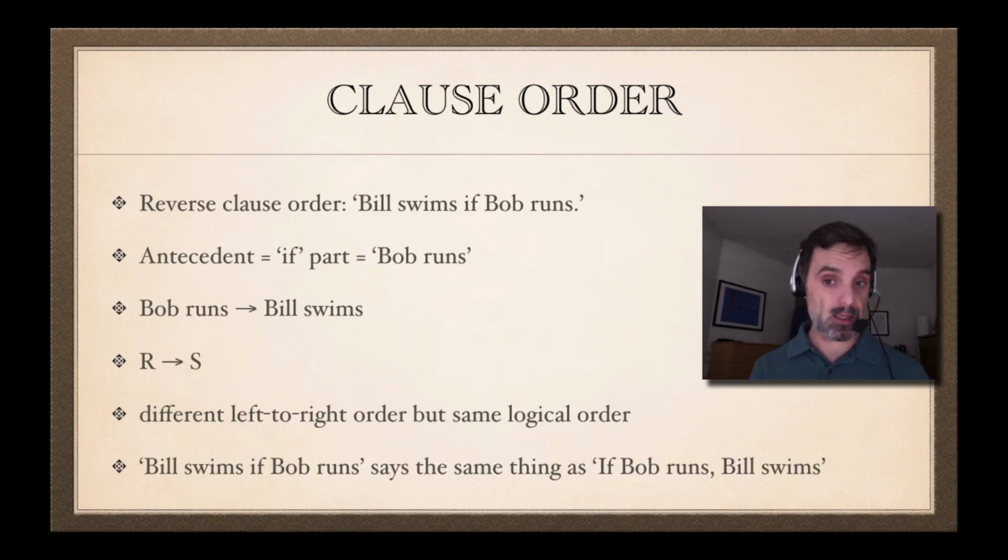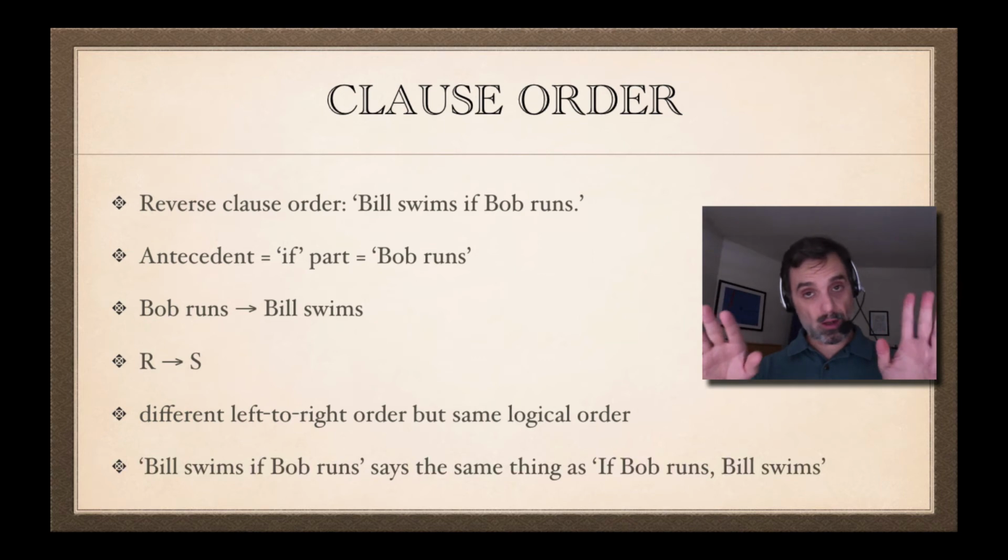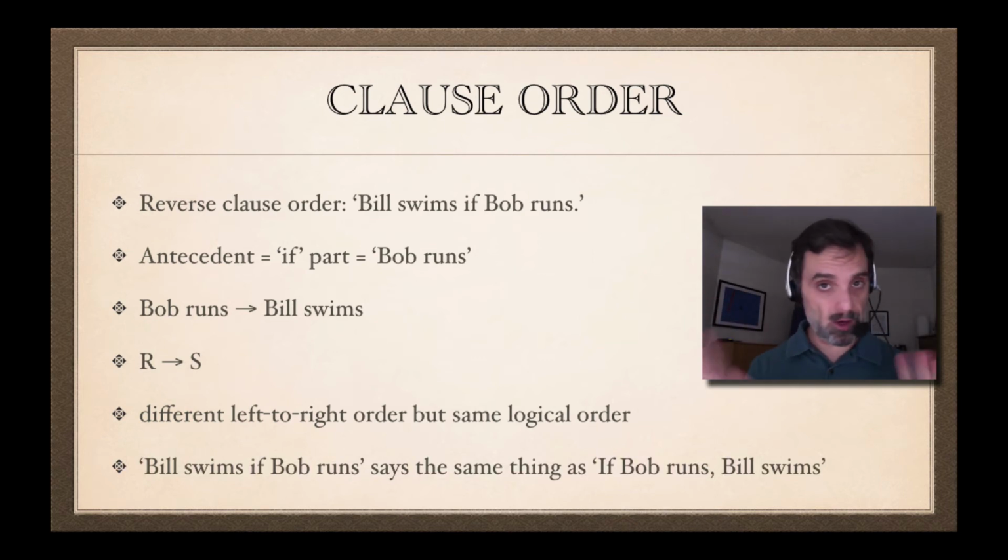They have the same antecedent because the if in both of them hooks onto the same thing, and they have the same consequent, the other part. And so they should be symbolized the same way. We should have R, arrow, S. So in English, antecedent and consequent is not the same thing as left to right order. They can come apart. They can be different. You can have sentences that have different left to right order, but same antecedent consequent order. And if R then S, in this case, symbolizes both of those sentences equally well.